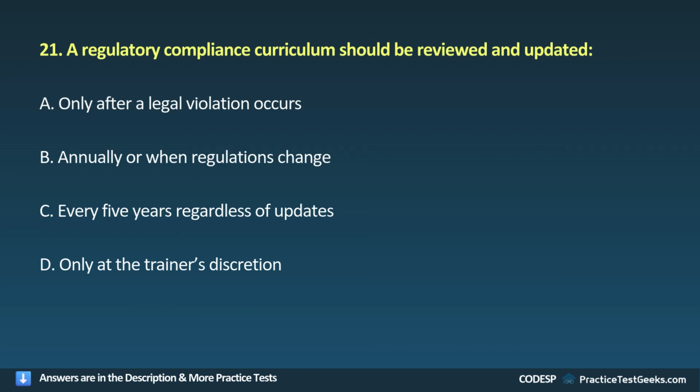21. A regulatory compliance curriculum should be reviewed and updated A. Only after a legal violation occurs. B. Annually or when regulations change. C. Every 5 years regardless of updates. D. Only at the trainer's discretion.